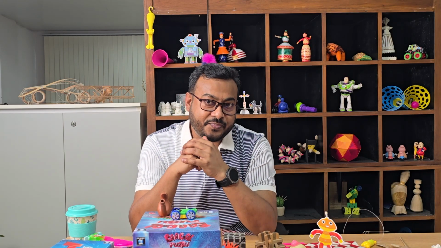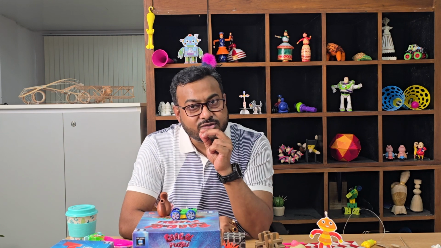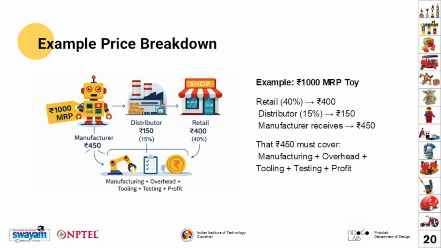So, if you want your toy to retail at rupees 1000 and retail margin is 40%, the retailer keeps rupees 400. That leaves rupees 600. If the distributor margin is 15%, that is another 150 removed. For the distributor, that difference of rupees 150 covers their operational costs and profit. The manufacturer now receives rupees 450.